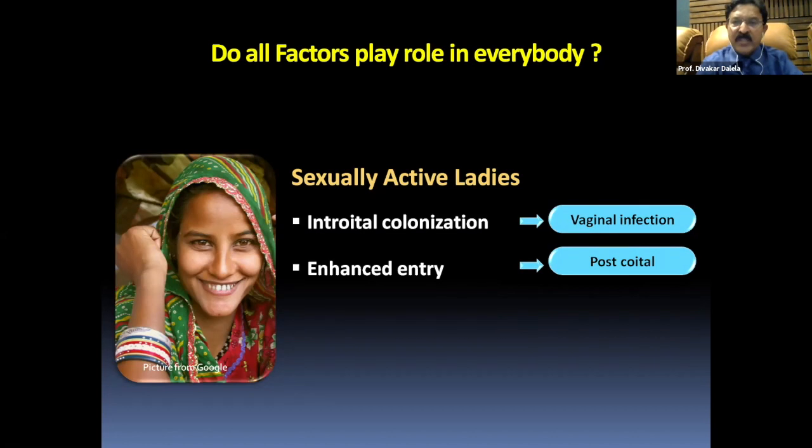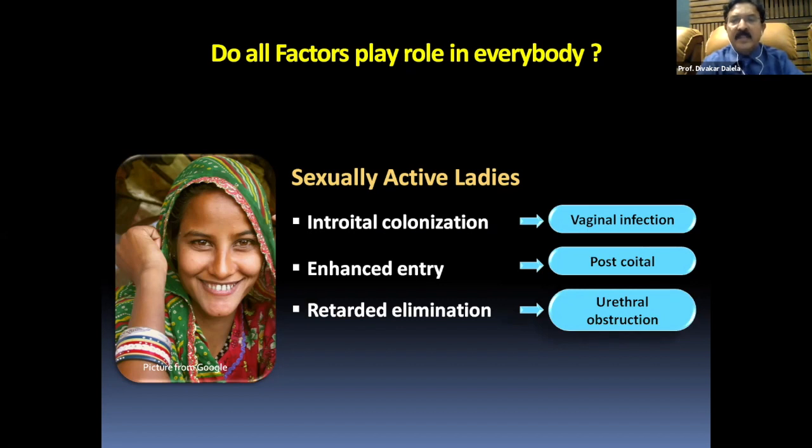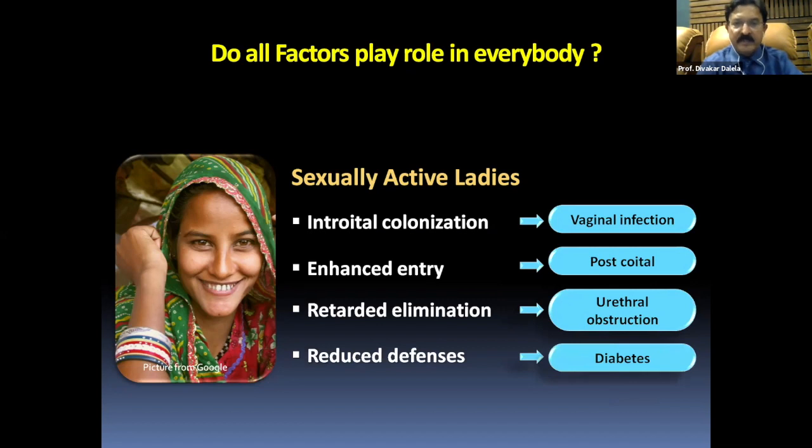Because of frequent sexual activity, the bacteria can gain entry into the urethral passage. And some ladies have obstruction in the urethra because of child delivery. They cannot empty their urinary bladder properly, so they get retarded elimination. And some ladies at this age start developing diabetes, because of which the defenses are lowered.